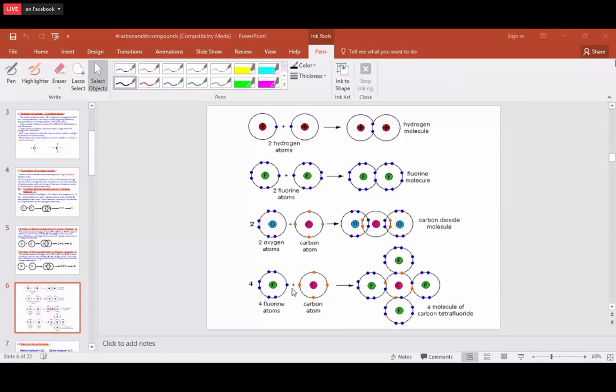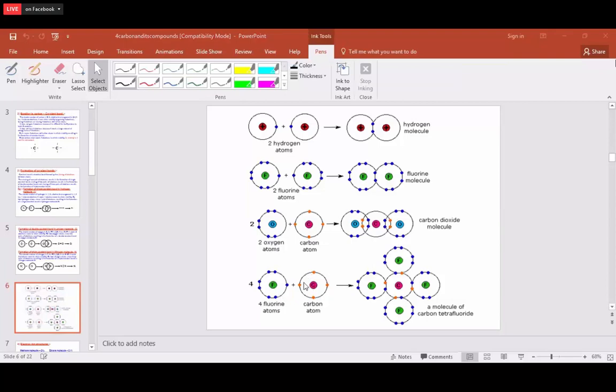Next one is carbon tetrafluoride. Fluorine has atomic number 9, so the electron configuration is 2, 7. There are 7 electrons in the outermost shell. Fluorine wants to attain the stable outermost configuration. It needs 8 electrons, but here it has 7 electrons, so it's looking for one more electron.